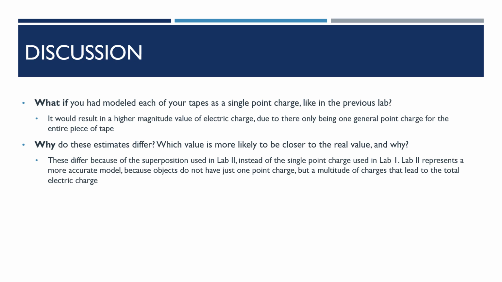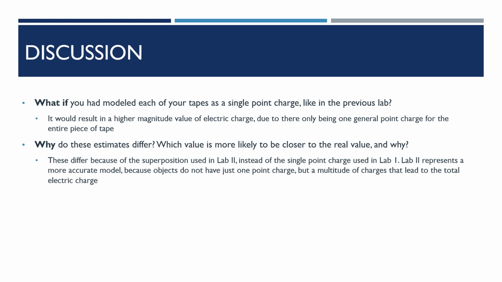Discussion: what if we had modeled each tape as a single point charge like the previous lab? We would get a higher magnitude value of electric charge due to there only being one general point charge for the entire piece of tape, and we'll get to why this happens in the second part. So why do these estimates differ? Which value is more likely to be closer to the real value, and why?